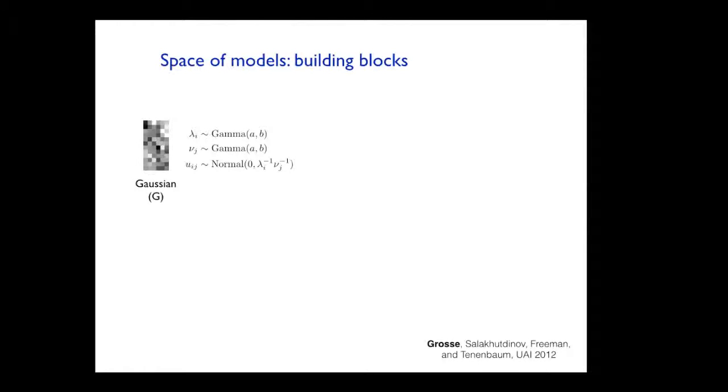The first building block is the Gaussian distribution, which I'll represent with the letter G. And this corresponds to a matrix where all of the entries are independent Gaussian random variables. And this is useful for parts of the model where we don't want to assume any particular structure. The second component we can use is a multinomial distribution, which I'll represent with the letter M. And so this is a distribution over binary matrices that have a single one per row, and the rest are zeros. And these are useful for representing mixture models, like the clustering models I showed earlier.